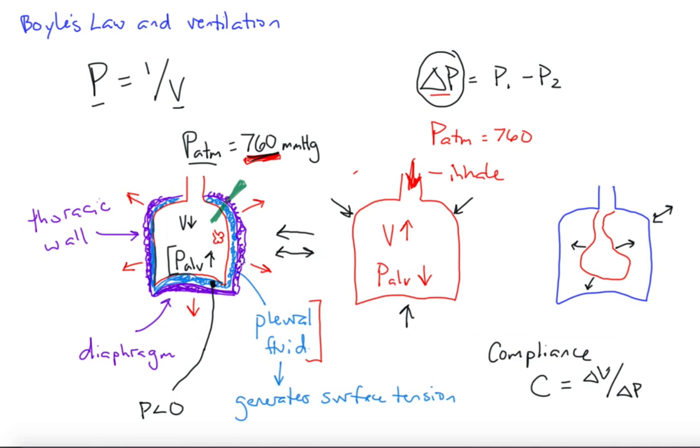Whereas on the outside of the lung, the pleural fluid, we want surface tension so that our lung sticks to our thoracic wall. Right? So two scenarios for surface tension, one where we want it low inside the lung, and one where we really want it to be high outside the lung. All right, make sure you keep those straight. There's Boyle's law and ventilation.